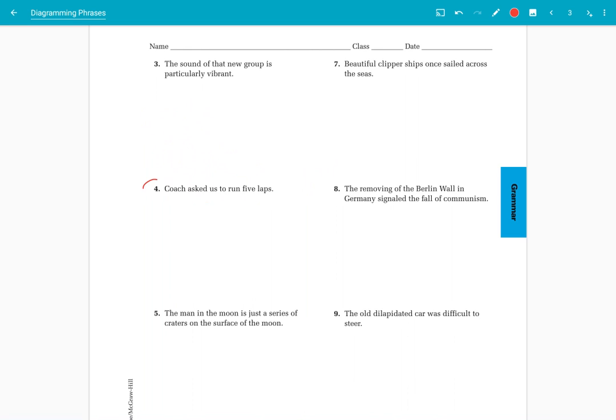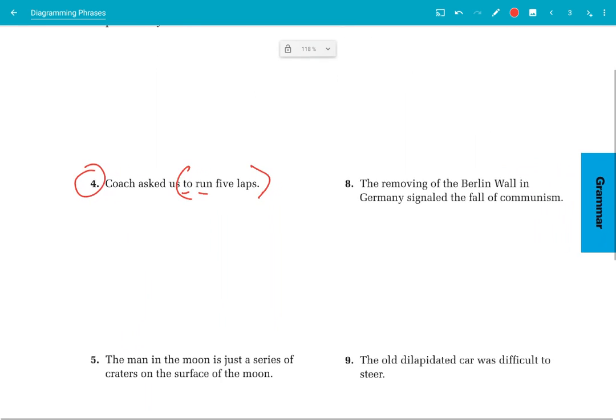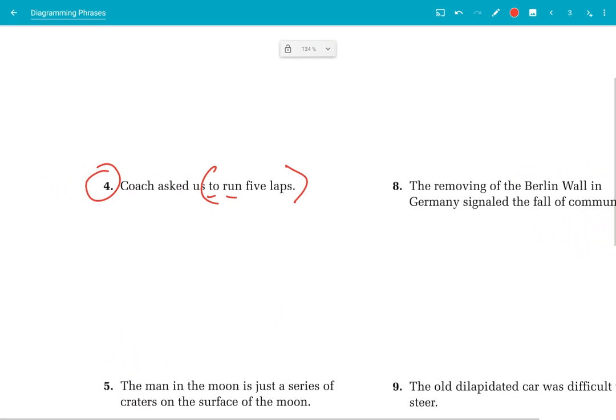So let's talk about sentence 4 here. Coach asked us to run 5 laps. My infinitive phrase is "to run 5 laps." See, I've got the word "to" and then "run" right there. So that tells me I have an infinitive. If it said "to the store" or something like that, that would be a preposition.